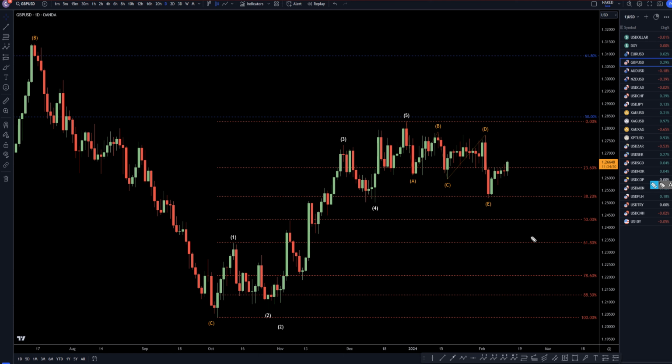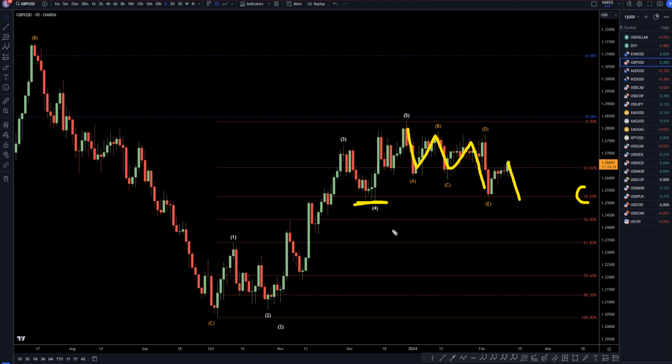Now going down to the daily, it still looks like a one, two, three, four, five or an A, B, C, D, E. We definitely got a nice Fibonacci bounce. I'm still, for some reason, mostly because of correlated pairs, leaning towards the idea that this actually could go down again before it actually does go up.